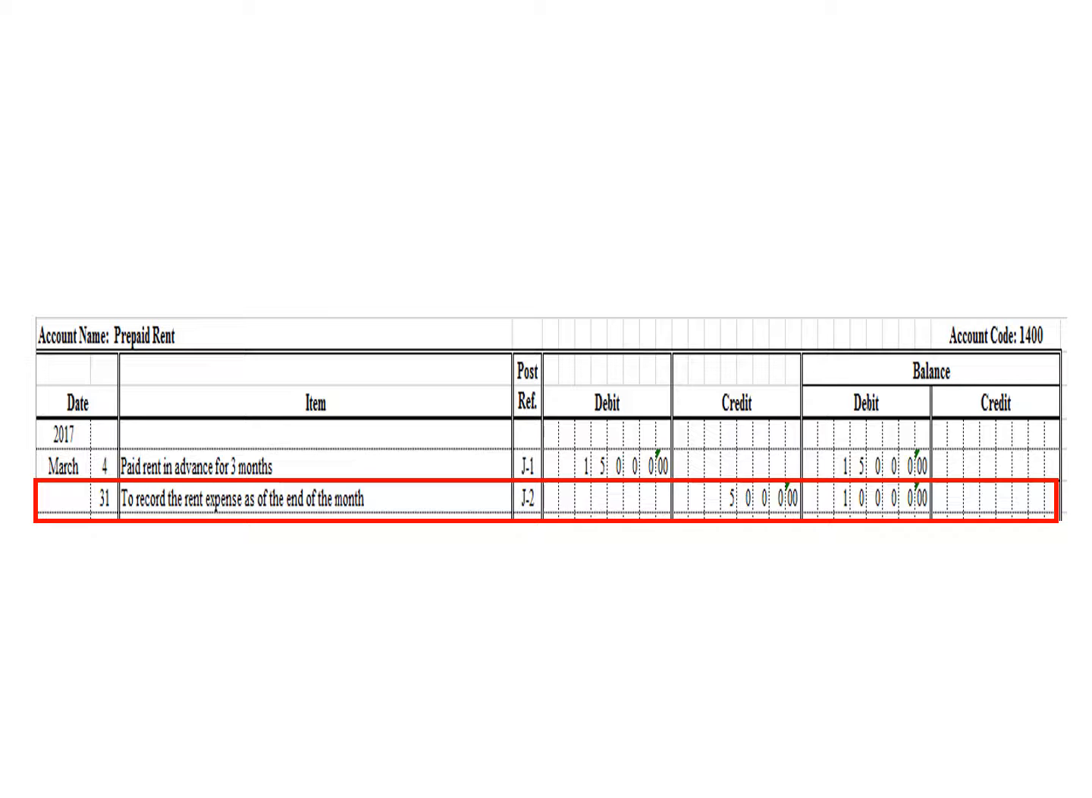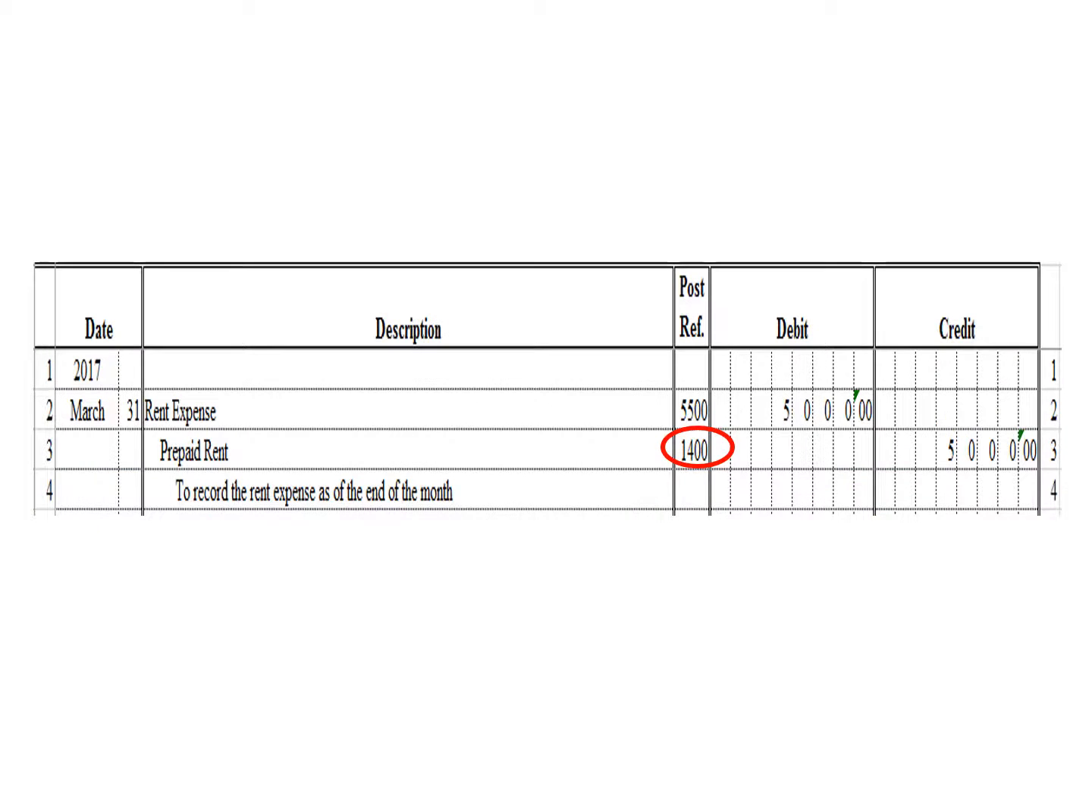How did we get 10,000 pesos? We have a previous debit balance of 15,000 pesos minus 5,000 credit. So as of March 31, the prepaid rent ledger has a debit balance of only 10,000 pesos. After posting the credit entry, we write the posting reference, 1400, the account code for prepaid rent.